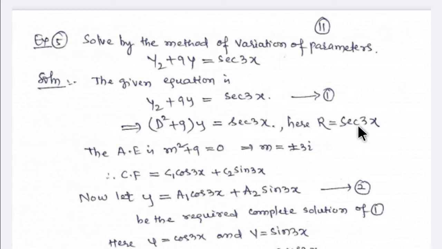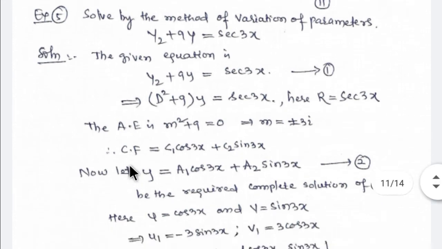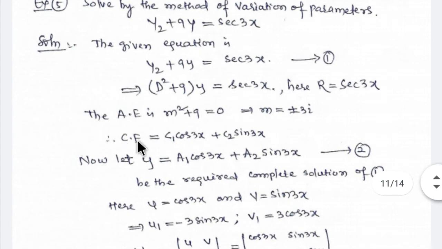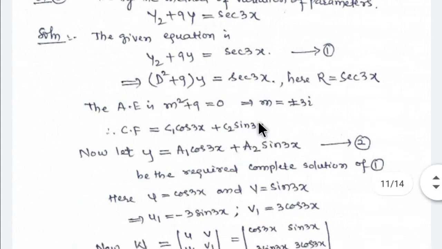Here r equals sec 3x. You see here the complementary function is not given, so find the complementary function. By writing the auxiliary equation, m square plus 9 equals 0, m is equal to plus or minus 3i. So the complementary function equals c1 cos 3x plus c2 sin 3x.